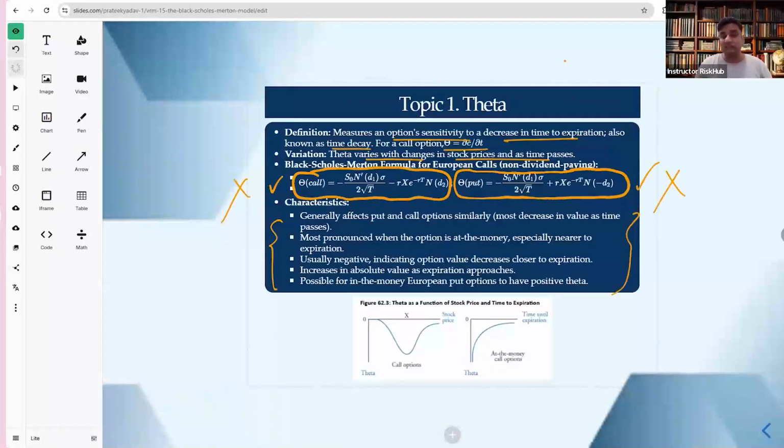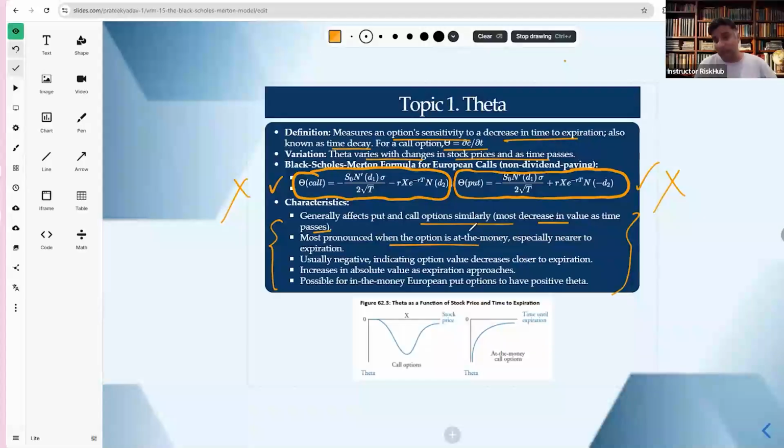One characteristic here is that it generally affects your put and call options. Similarly, most decreasing value as time passes. Most pronounced when it is ATM, when the option is at the money. This I have given. This is my table.